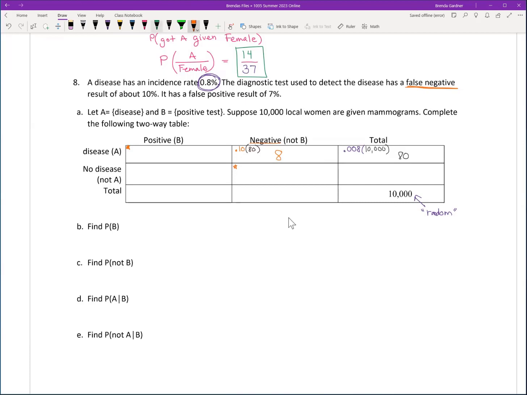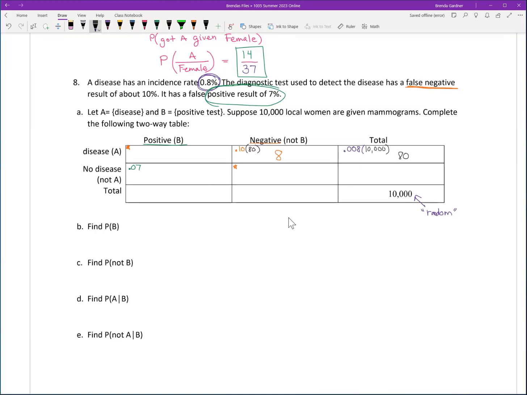Going on to the false positive of 7%. False positive, again, that's going to be in my positive column. False means that they don't have the disease, but they were told by the test that they might. So we're going to put the 7% in positive, no disease, and I'm going to multiply that by that row.